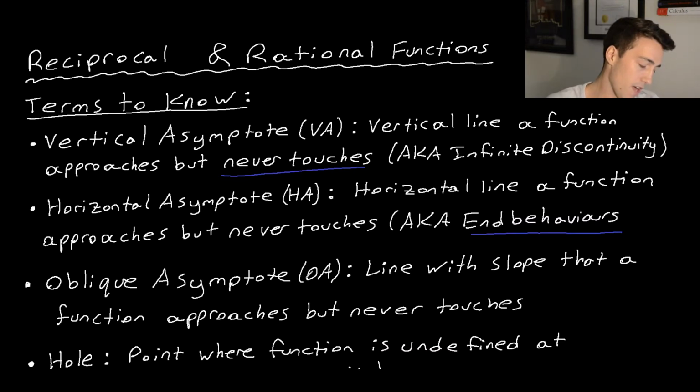And finally, we have an oblique asymptote, and this is a line with a slope. So the vertical and horizontal don't really have a slope. Their values are either x equal to a constant or y equal to a constant, and that's the equation of a line. Whereas here, with an oblique asymptote, we have a line that is represented by y equals mx plus b, so there actually is a slope. And again, the function approaches this line but never actually touches it.